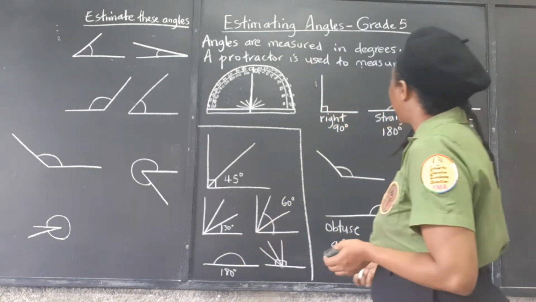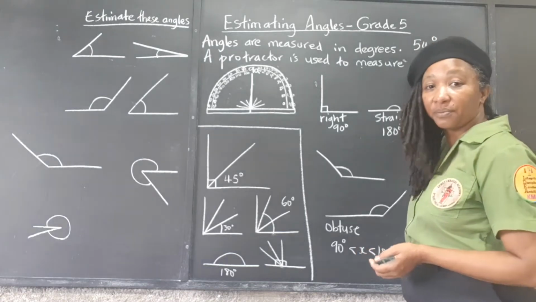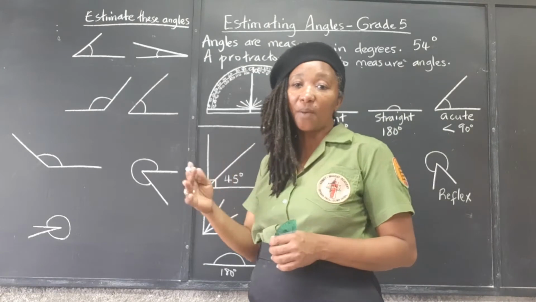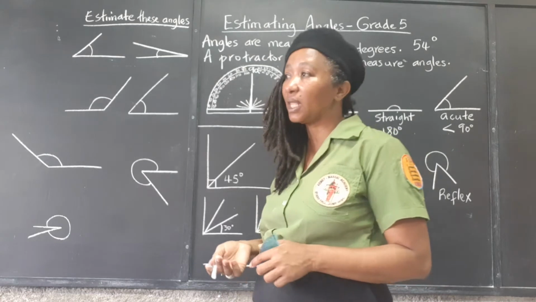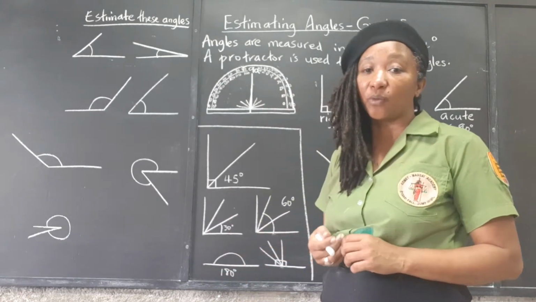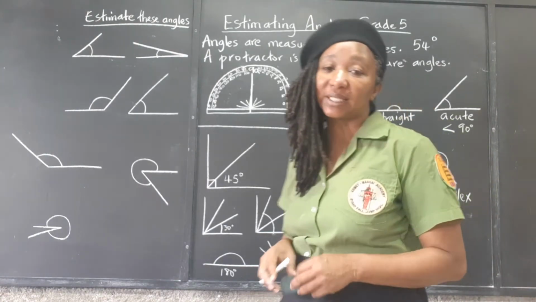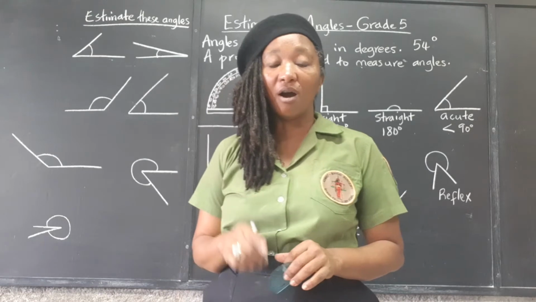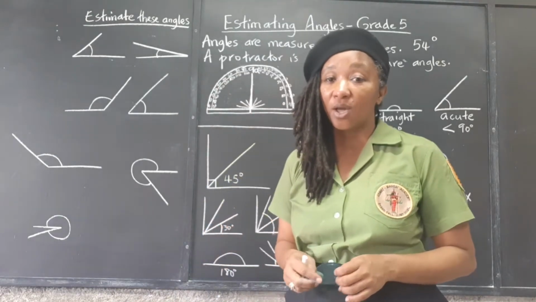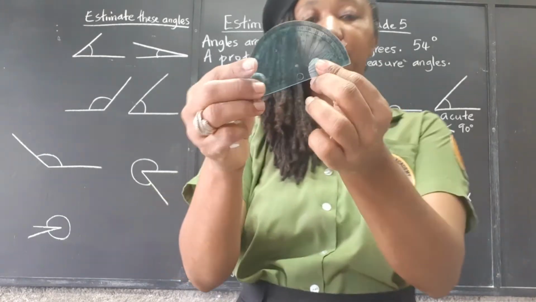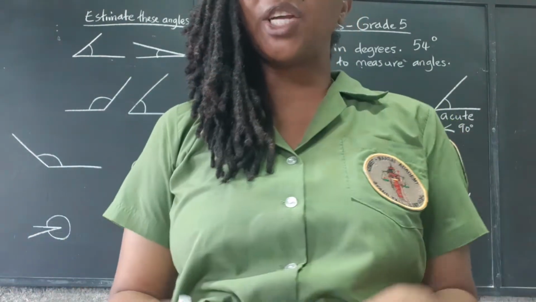So angles are measured in degrees. So for example, 54 degrees, that little circle, tiny circle that we put to the top right hand of the number, that's the degree symbol, and that's the unit we use when we're measuring angles. A protractor is used to measure angles. So if we want to get an accurate reading of the angle, the degree of space between two lines, we use this instrument, which is a protractor, right, to measure the angle.